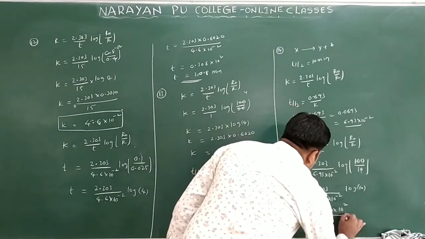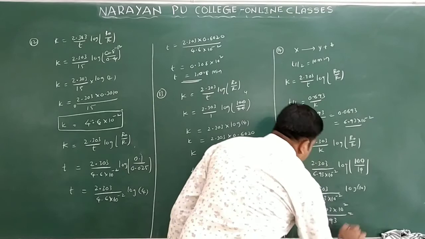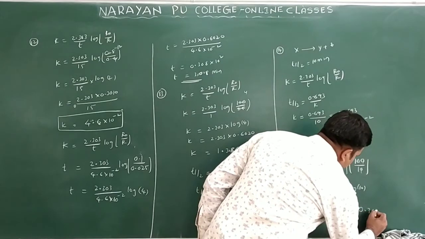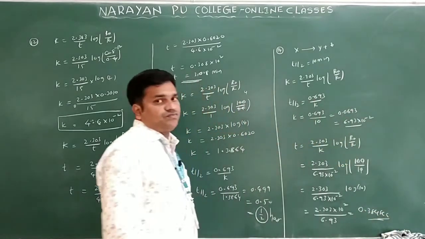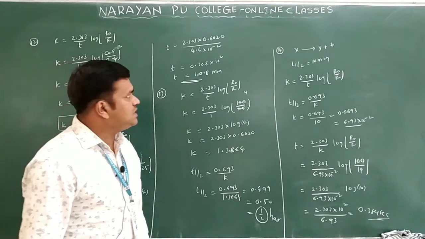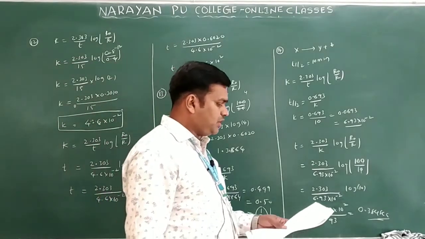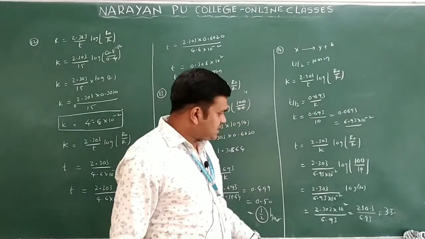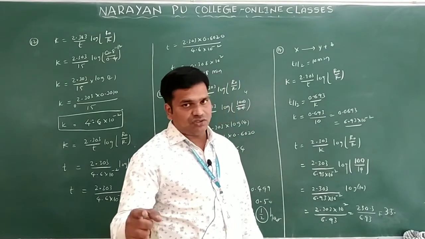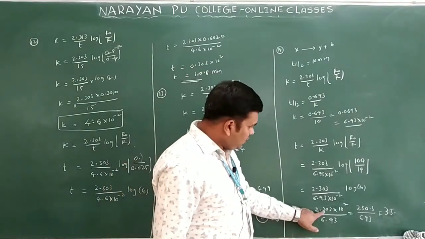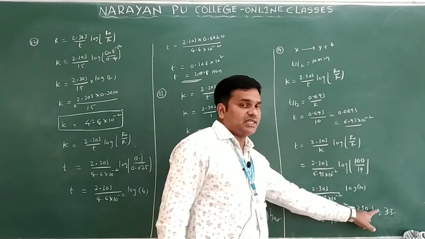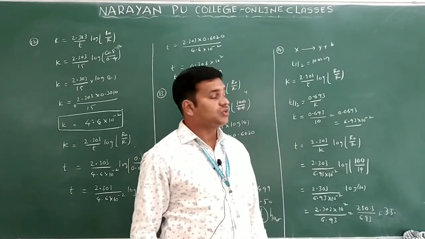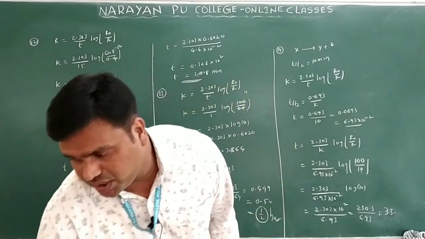Now you will write 2.303 into, this is 10 square, by 6.93. So approximately we will get here 0.384 seconds. So is this the answer for question number 15? A small mistake we will see here. This 0.384 is not the answer. 2.303 into 10 square is 230.3 by 6.93. So approximately we will get 33 minutes. So this is question number 14.